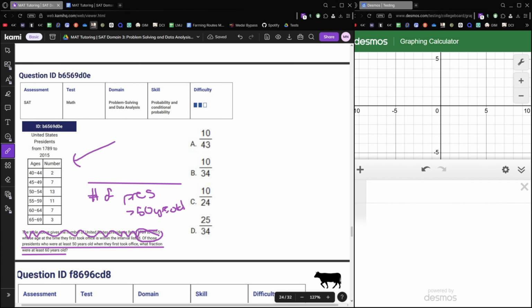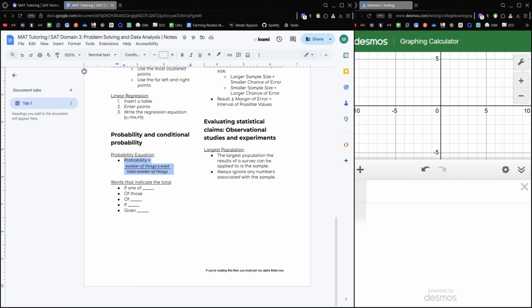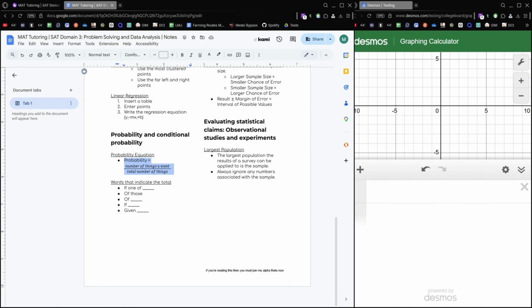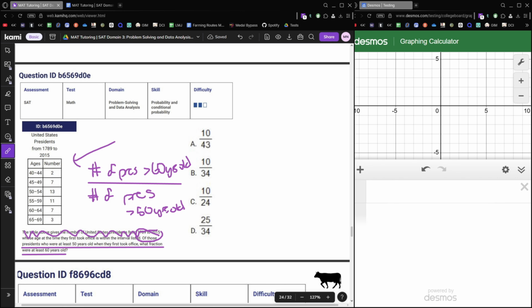So that's going to be the top of our fraction. That's going to be the number of things we want. Number of presidents that were greater than 60 years old, or at least 60 years old. And that's the hardest part of a probability question done. Probability is literally just reading. And then the reading isn't even that bad as long as you pay attention to these keywords. Once you set up your fraction, all you have to do is fill in the numbers.